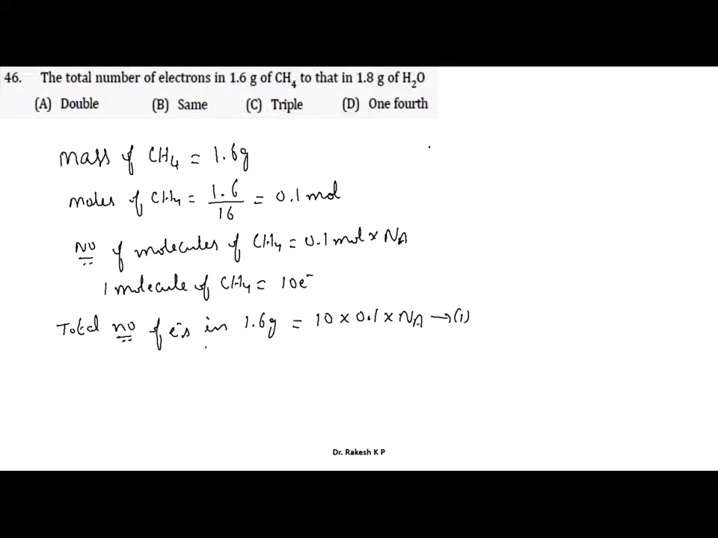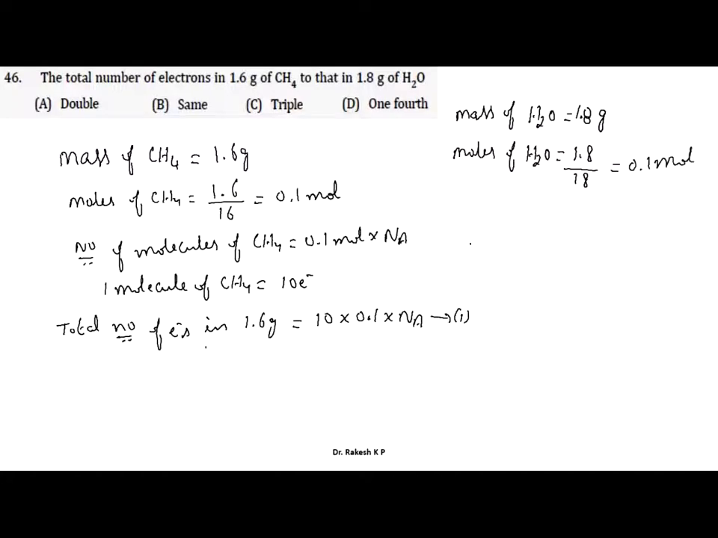Similarly, see the next one here. This is the 1.8 gram of water. So I'll write it here: mass of water given is 1.8 gram. Now we have to calculate the moles of water. The moles of water here is 1.8 divided by 18. Again we got 0.1 mole.